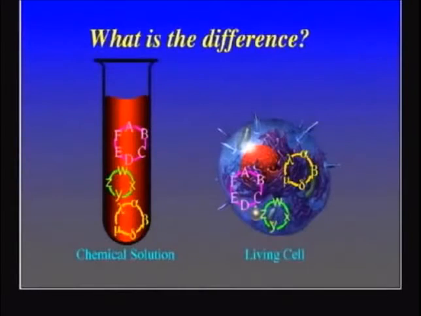So if I have a test tube on the left side, I put all the proteins of the cell, and I have a cell on the right side with all the proteins in it, so the proteins are exactly the same in the left and right, the test tube is not alive, but the cell is alive, and yet it has the same protein. So the question now is, what is the difference between the two?